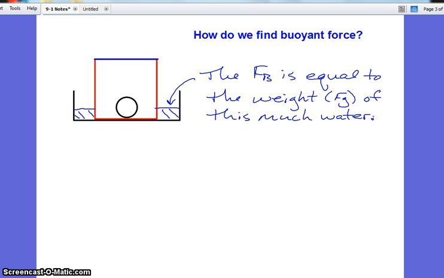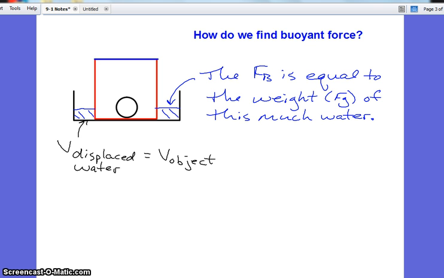But another idea that we want to talk about is the volume. Another important concept: the volume of this displaced water, displaced meaning pushed out of the way, is equal to the volume of the object. And that's something that we'll exploit later on as we proceed.